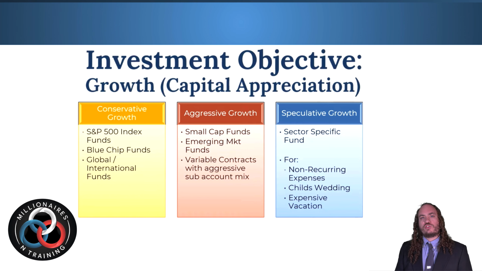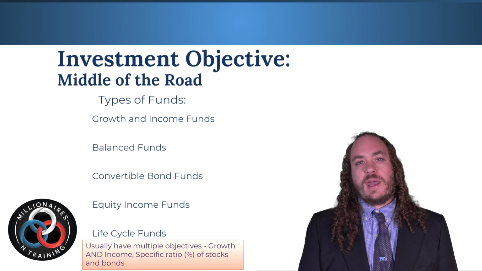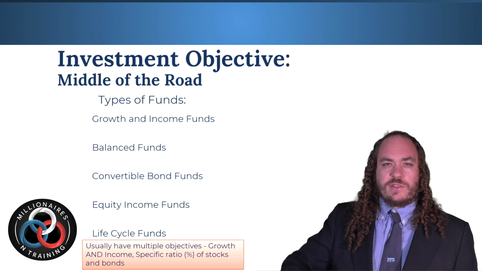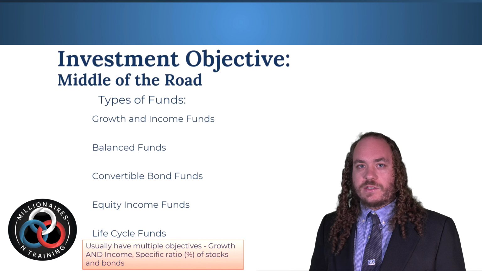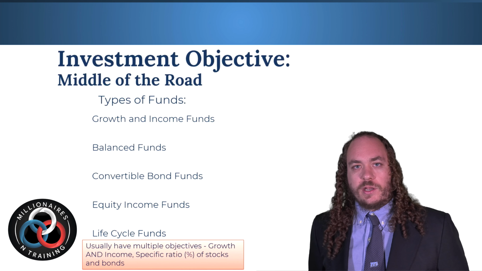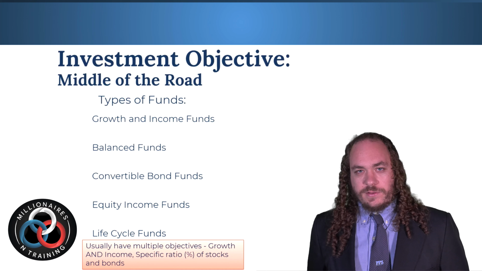These investors usually have multiple objectives, like growth and income, or maybe they have a specific ratio or percentage of stocks and bonds that they're interested in, right? So the things that these investors would invest in are growth and income funds, balanced funds, convertible bond funds, equity income funds, and life cycle funds.